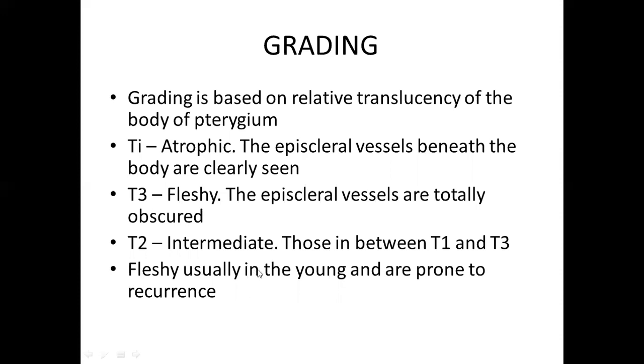So what this means is that there are some vessels called episcleral vessels just around the sclera, between the scleral tissue and the conjunctiva. So if you have a pterygium and you can see those vessels, then that's T1, the atrophic type. Then you have T3, which is the fleshy one, and the scleral vessels are totally obscured. And why they are obscured is because of the nature of the pterygium. It is fleshy, so it has covered up those vessels, so you can't see them.